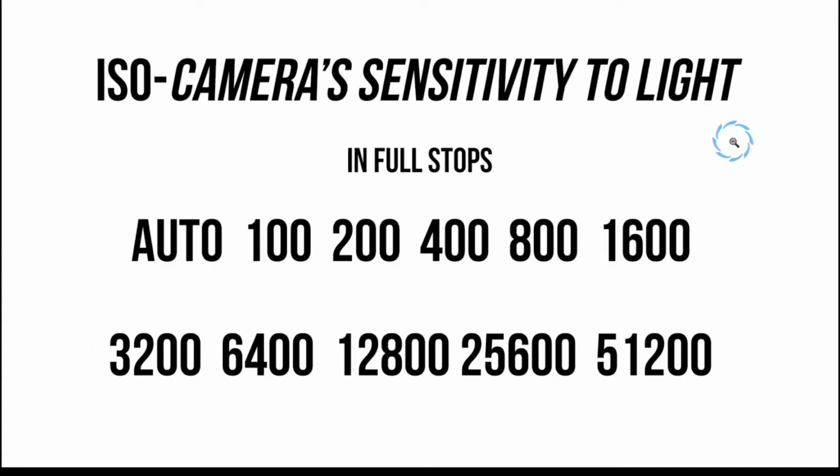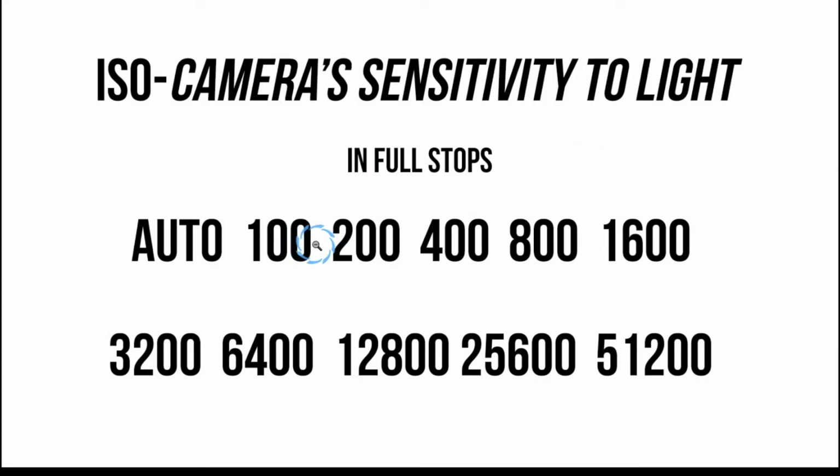The next thing that we need to set is your ISO. Now, this is your camera's sensitivity to light, and this can be very confusing, and we're going to go into this just in the next couple of videos here. The numbers you see here are in full stops. What that means is if you have an intermediate or advanced camera, you might see numbers in between this.